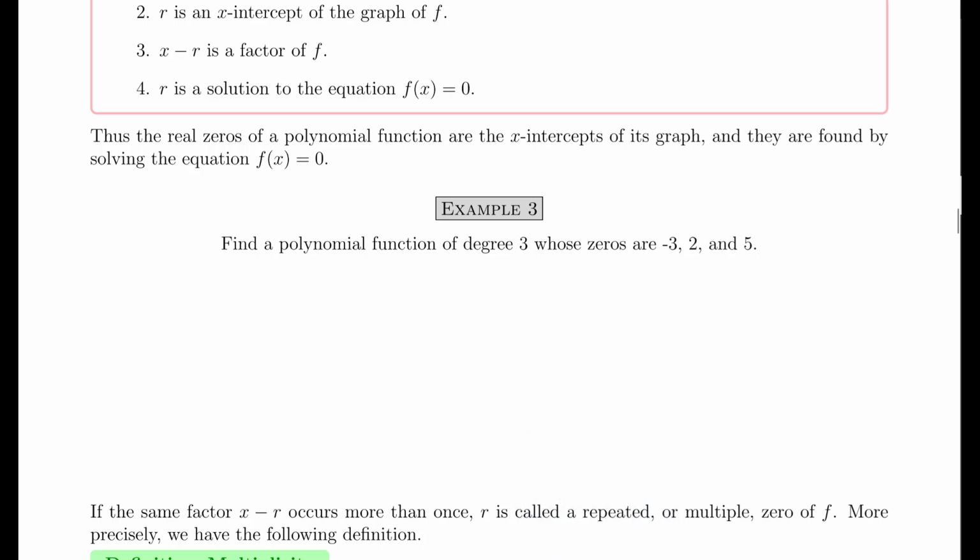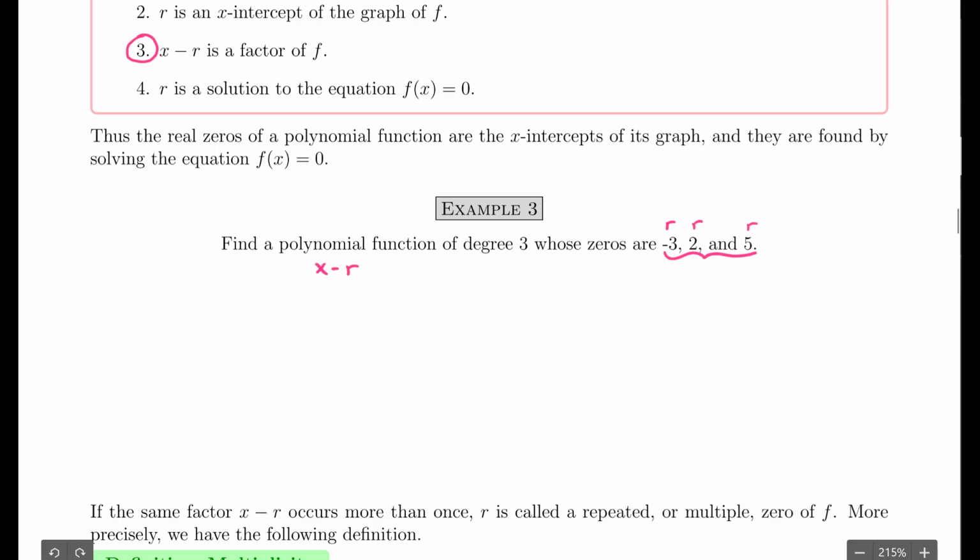So we want to look at note 3 up here where it says x minus r is a factor of f. We have these three zeros right here. We know that they are solutions to the function, but what we need to do now is go backwards from the solution to a possible function that these may represent. So if we take that step 3 there where it says x minus r is a factor, each one of these numbers here are our zeros, so they are our r values.